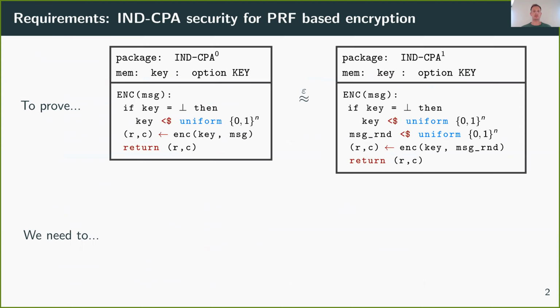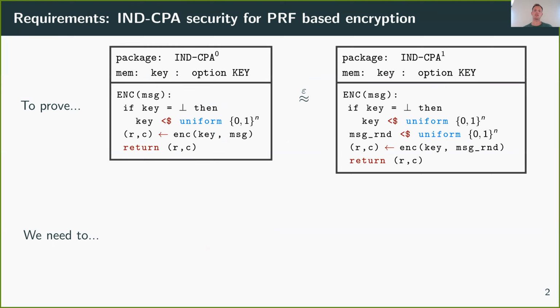Let's get an overview of the requirements for our project before diving into the details of our approach. Consider an encryption scheme based on a pseudo-random function. Skipping over the definition of the key generation, encryption, and decryption algorithms, we ask ourselves, what goes into a security proof? There are two packages involved in the proof of security with respect to indistinguishability under chosen plaintext attacks.